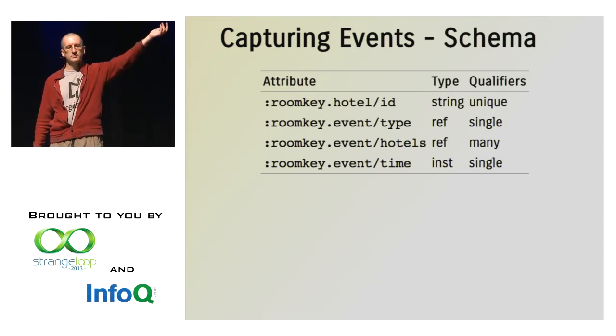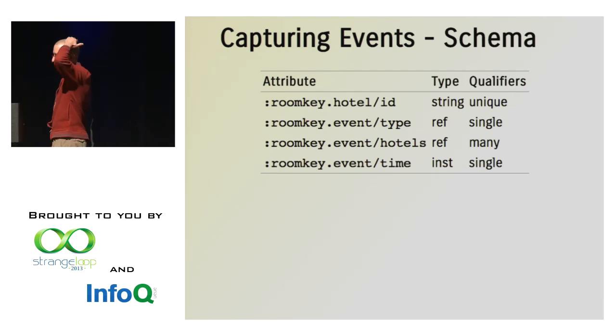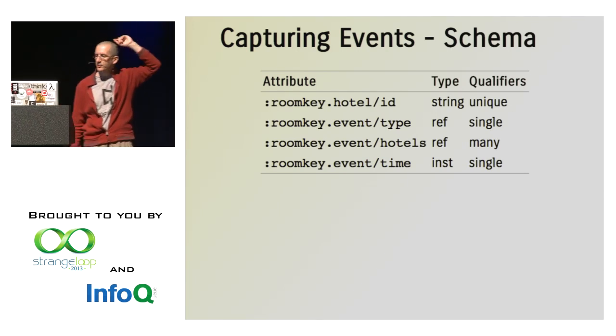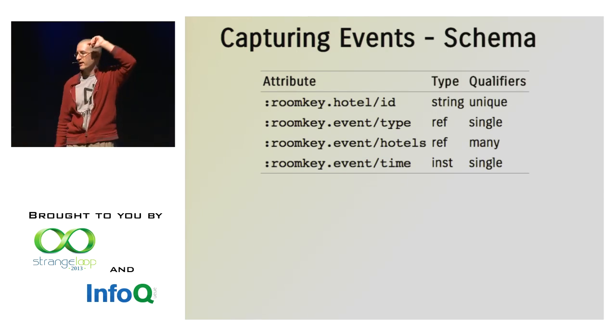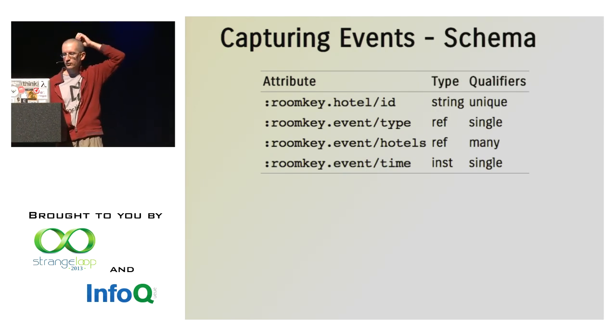Times Square Marriott, right? Or whatever we're using for IDs. Okay, that's a constraint that Datomic will enforce. What else are we going to model? We're going to model events. Events are going to have a type. The type is a ref. I'll talk about why that is in a minute. Cardinality, single, right? It can only reference one type.